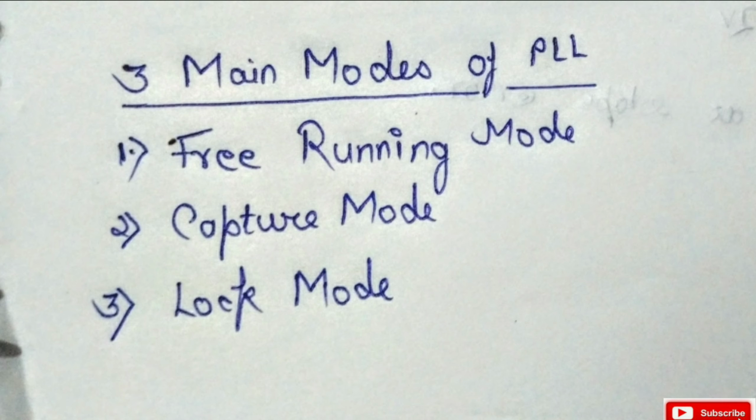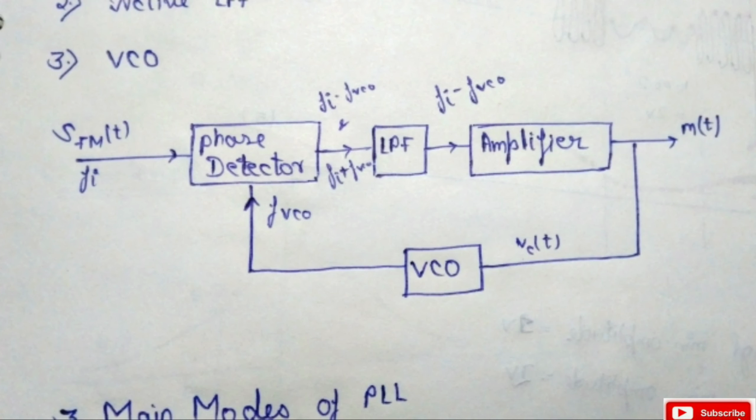There are three modes of the PLL: free running mode, capture mode, and lock mode. In the free running mode, we do not apply any input signal to the phase detector. The VCO generates some frequency, which goes to the phase detector, then the low pass filter, then the amplifier, and this process continues. This is the free running mode.